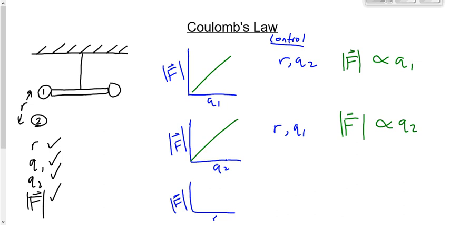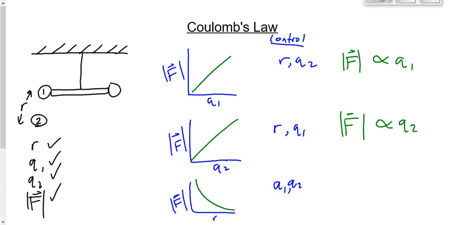And finally, in the third one, we're manipulating R, the separation distance. We make the distance bigger or smaller, and we see how F responds to that. What do we got to keep constant this time? What can't we change? Q2 and Q1. The charge. F stands for force. Now, when we plot this graph, what do you think it's going to look like? As the distance gets bigger, the force is going to get smaller. The graph actually looks like this.